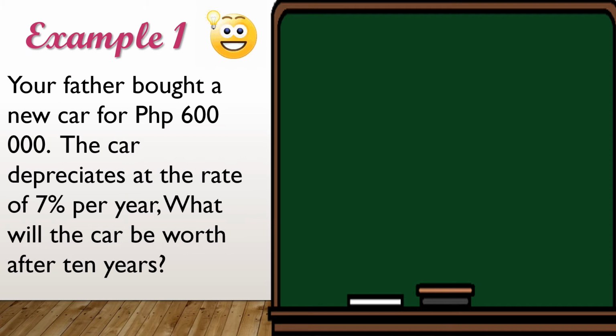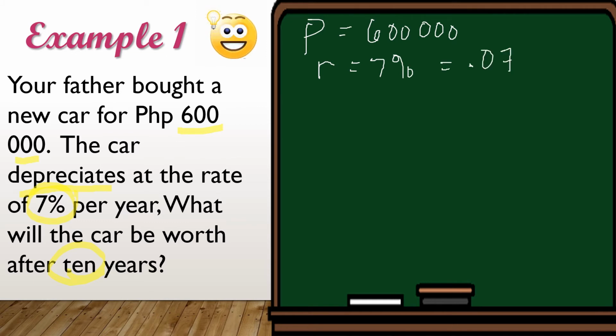Let's have example number 1 for exponential decay. Your father bought a new car for 600,000 pesos. The car depreciates at the rate of 7% per year. What will the car be worth after 10 years? So let's identify the given. 600,000 obviously is the principal, so 600,000 pesos. For the rate, we have 7%, which is the same as 0.07. And for the time, we have 10 years.